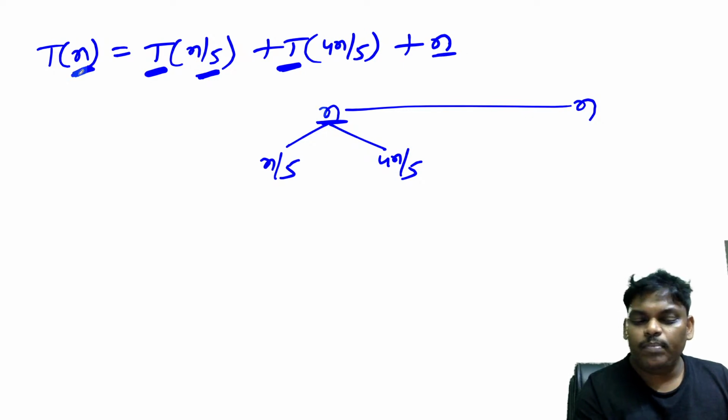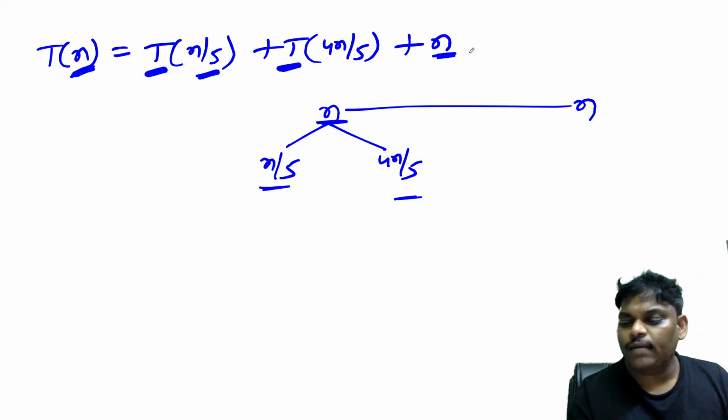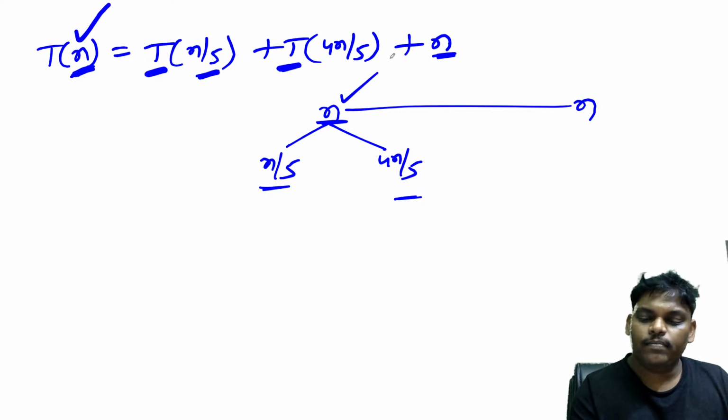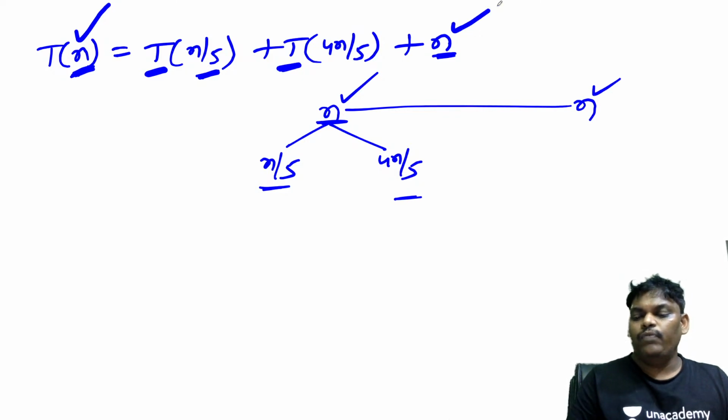See, n is divided into two parts, right? But for this n, the cost will be n. Be careful, this n came from here. If you are okay with the first level, then you will be okay with further levels.